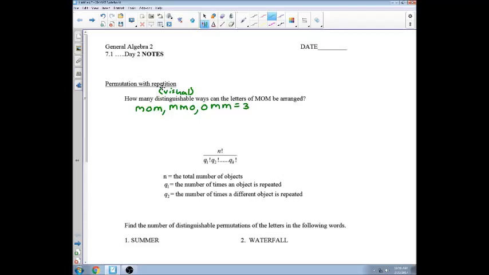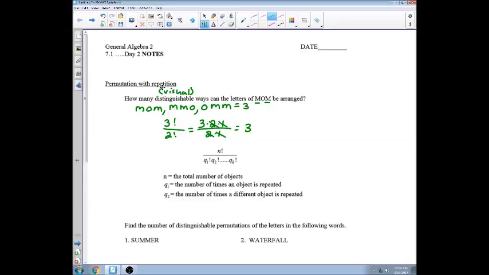So in the word mom, I have 3 objects. So it's 3 factorial, which is my n factorial here. How many times did something repeat? Well, the letter M repeated twice, so I have 3 factorial over 2 factorial. Okay? If I go ahead and write those out, it would be 3 times 2 times 1 over 2 times 1. Knowing what we know about fractions, I can get rid of this 2 and the 1s, and it'll leave me with 3.